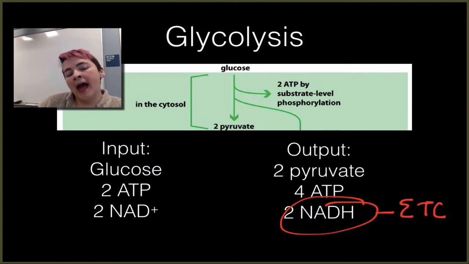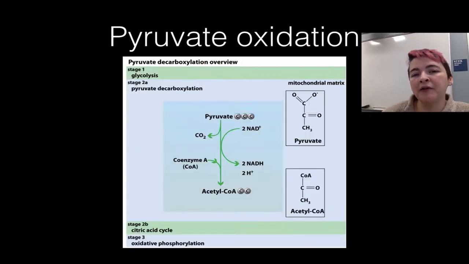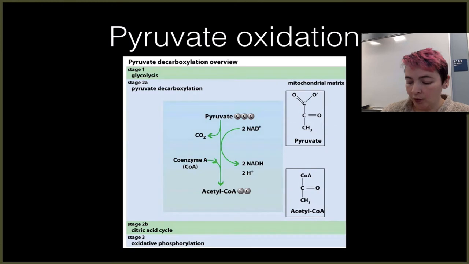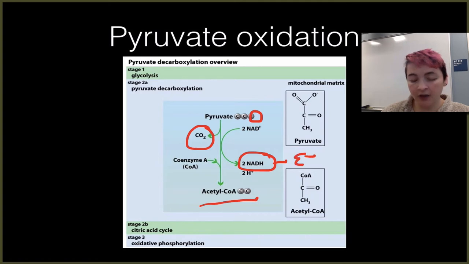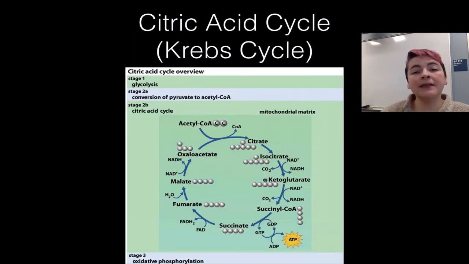The next kind of the half step that I was talking about is pyruvate oxidation. We're going to change pyruvate once it reaches the mitochondria before it goes into the citric acid cycle. Pyruvate is going to change into acetyl-CoA. We're going to lose one of the carbons in this process and form a molecule of carbon dioxide. We're also going to make some more NADH. Again, this NADH is going to go to the electron transport chain, and this carbon dioxide is the carbon dioxide that we breathe out. So our next step is the citric acid cycle.